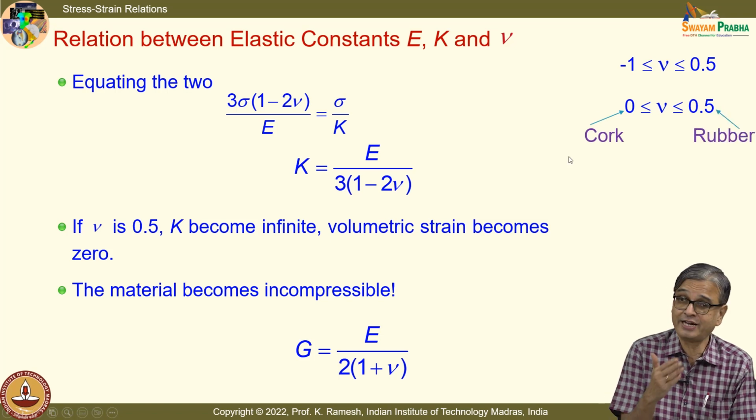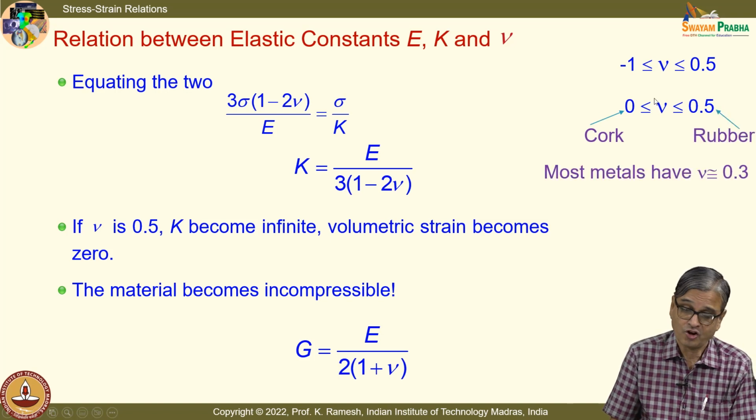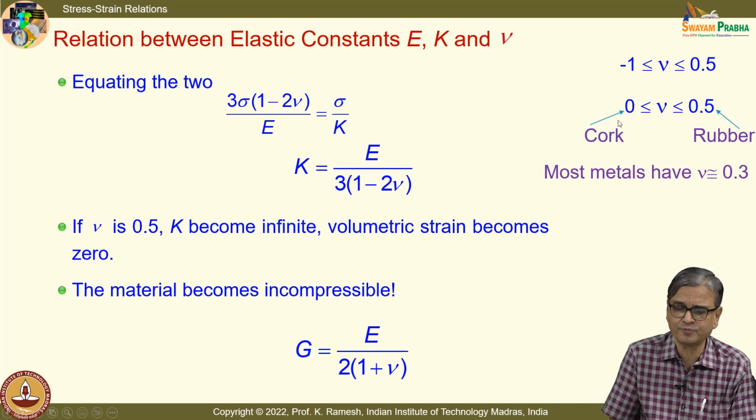and you have a very interesting material, cork. Cork has Poisson ratio close to 0. It may have some small value, but we declare that it is 0. Similarly, rubber is very close to 0.5, okay, and most metals have nu equal to 0.3.